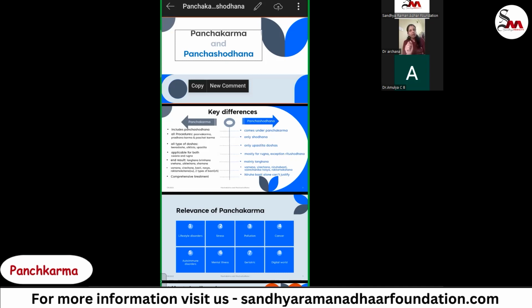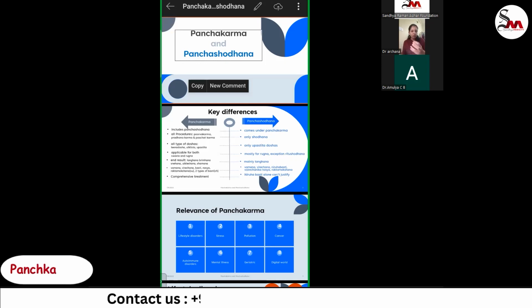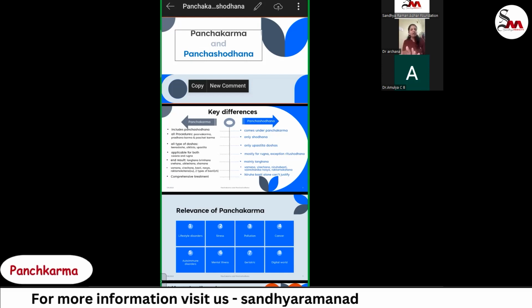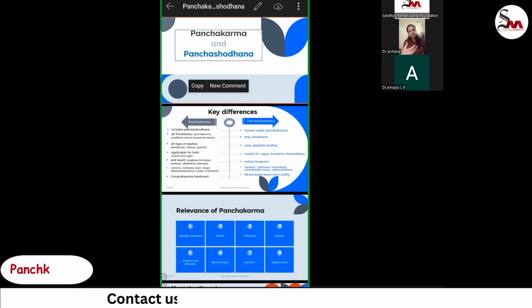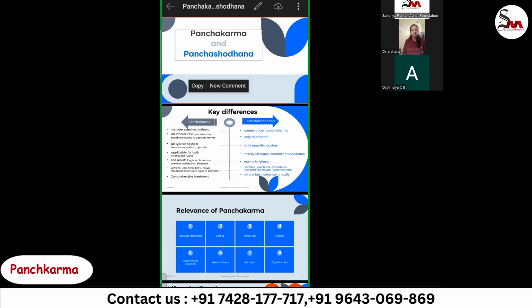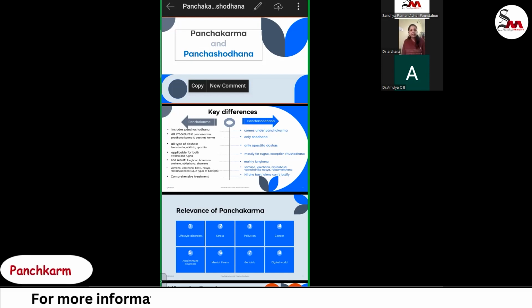For example, Niruha Basti alone cannot be administered in a patient. It will cause Vata Vriddhi. You have to take help of Anuvasana Basti also. So this difference is only for understanding rather than application. Basically, whenever you are in clinic, whenever you are practicing, it is the Panchakarma that you are going to do, right? So this is a subtle difference. It is not a major difference, but it is a syllabus topic where we have to know about these two. I think this has made it clear.